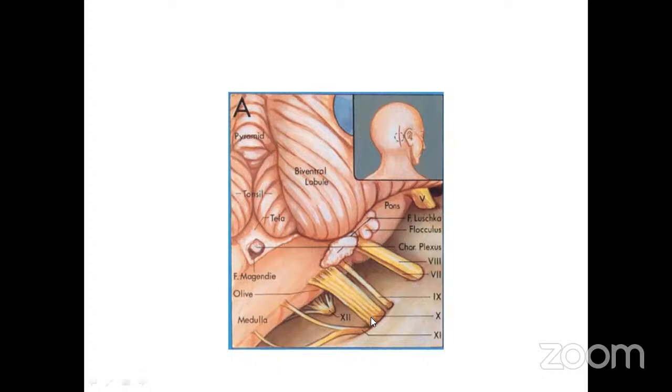This is the 9th, 10th, and 11th cranial nerve that enters through the jugular foramen. This is the hypoglossal nerve that enters through the hypoglossal canal, and it lies ventral to the olive.